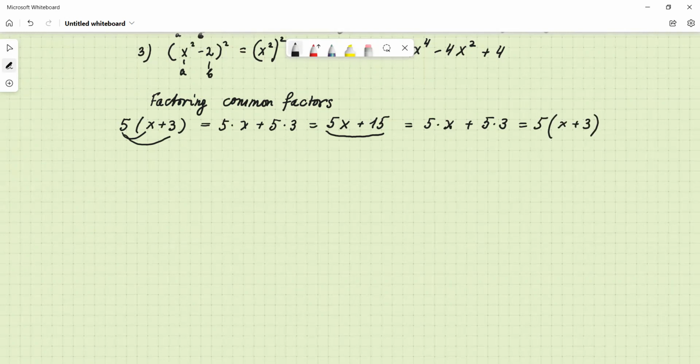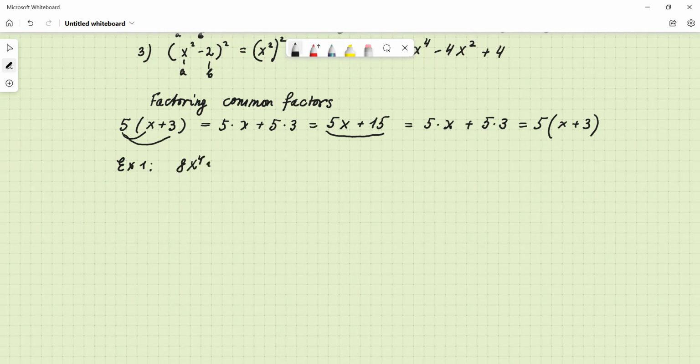Of course, we're not going to factor expressions like this. We are going to factor something a little bit more complicated, but the idea is the same. You find the same factors in all the terms you have, and you take them outside of parentheses. Let's consider an example. Example number 1. I'm going to give you a long expression to factor.